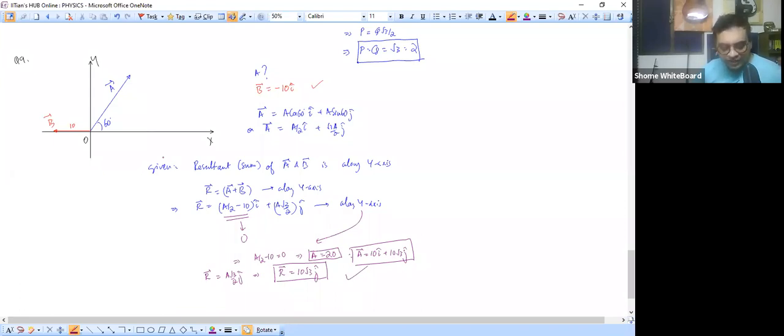Next we will come to question 10. 10 is again triangle law. The resultant of three things has to be 0. That means any one is the magnitude of the sum of the other two.